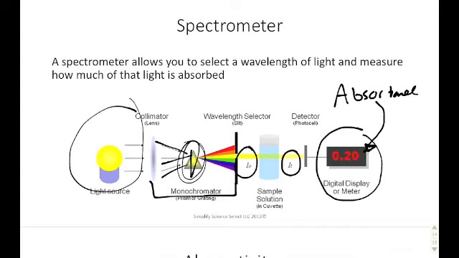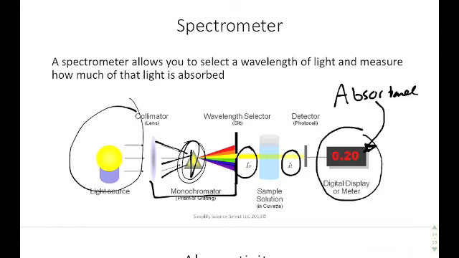How much light is missing from the actual source. Well, what happened to that missing light is it was absorbed by something in the solution. So that's what we're looking at. This allows us to figure out the concentration in the solution by just looking at how much is absorbed.